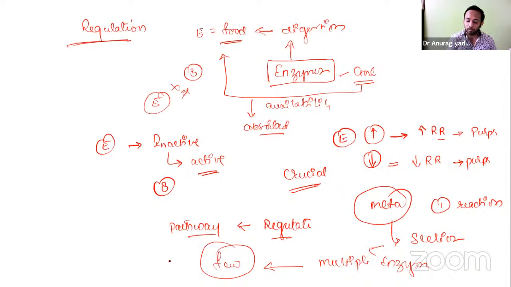The few which will influence the pathway the most are called key enzymes or key regulatory enzymes. Meaning, if you regulate them, then they will impact the whole pathway itself. It will impact the direction of the pathway, and the rate at which the pathway is going towards its end result or end product. So that is the key enzyme.